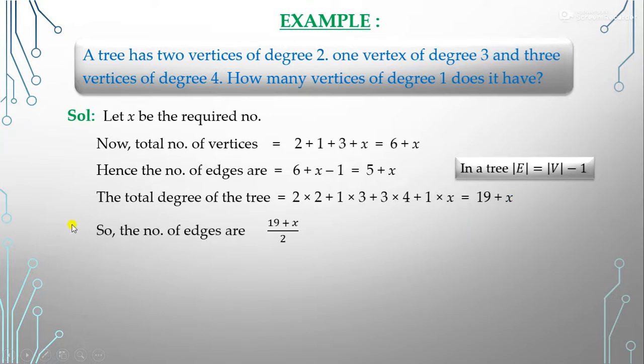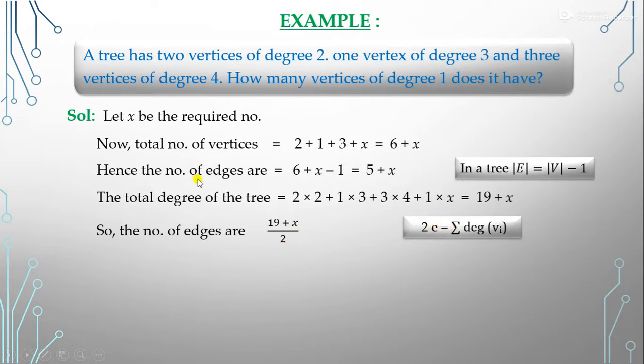Now, what is the number of edges here? If the total degree of the vertices is 19 plus x, then edges are (19 plus x) by 2. Why? By the handshaking theorem. What was the handshaking theorem? 2 times the number of edges is equal to the summation of degrees of vertices. So here the sum of degrees of vertices is 19 plus x. So from here we can calculate the number of edges, which becomes (19 plus x) by 2.